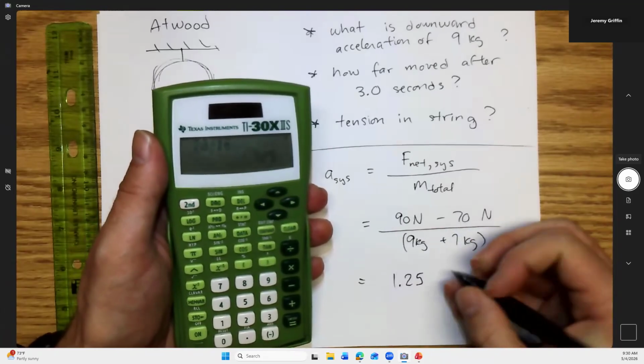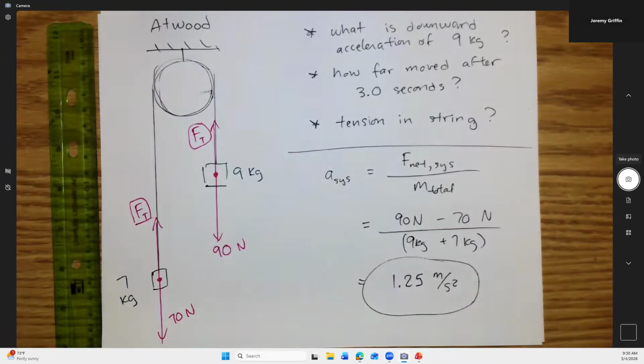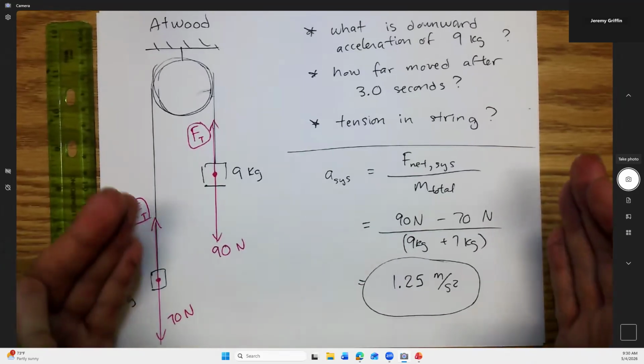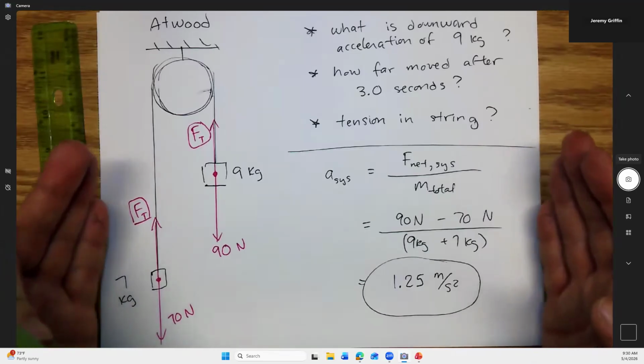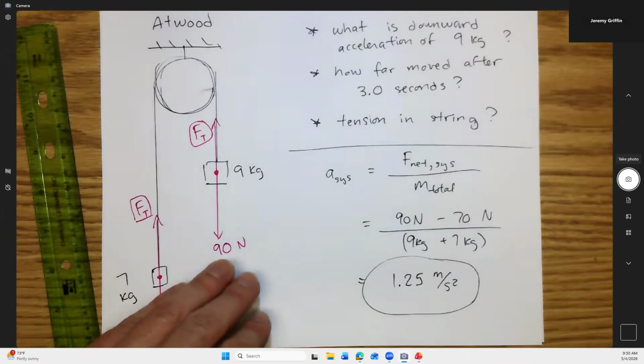That's 1.25 meters per second squared. How many of you got that right there? Lots of hands. Great. On a spectrum of 0 to 10 meters per second squared, that's closer to the 0 end, just like we thought it should be.